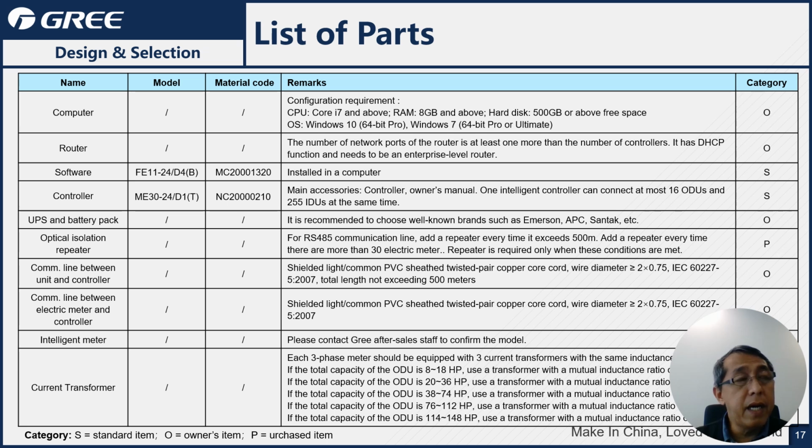For the typical CPU configuration, you can use Core i7 or above with RAM of about 8 GB and a minimum hard disk capacity of 500 GB. The OS is Windows 10. Make sure it's running on 64-bit Professional. You may use the older Windows 7, running at 64-bit Pro or Ultimate.